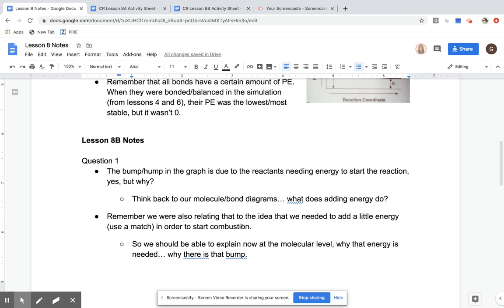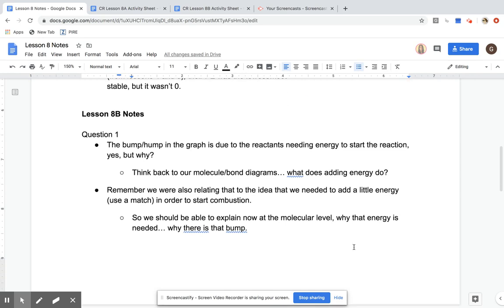And as far as relating it back to some of our concepts as well, right? So there's the molecule and bond diagrams and the simulations and what's going on with that energy. And also that connects back to the idea of combustion, right? Why do we need that match? Yes, we need to use a match, but why? So keep going a little bit further in your explanations about what's going on at the molecular level, right? Why is that increase of energy needed? Why is the bump really there?